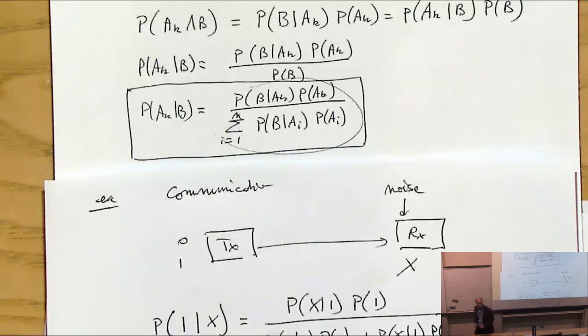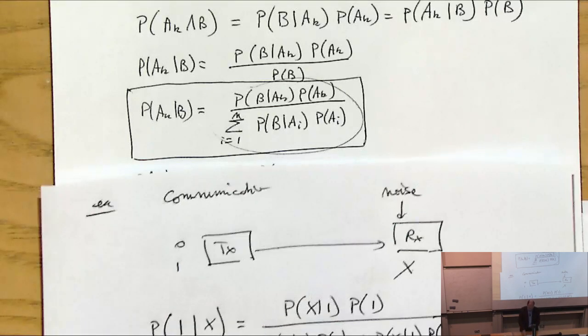Who has looked at random variables in the past? Okay. Discrete, continuous, both? Okay. So this is what we're going to look at. We're going to start today with discrete random variables, and then we're going to continue later on with the continuous.